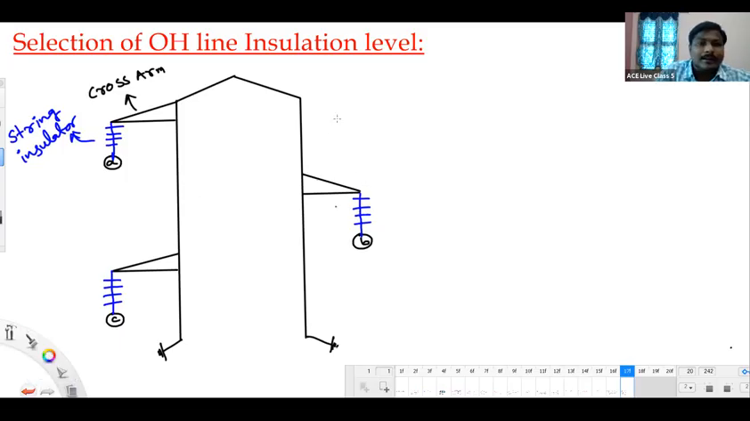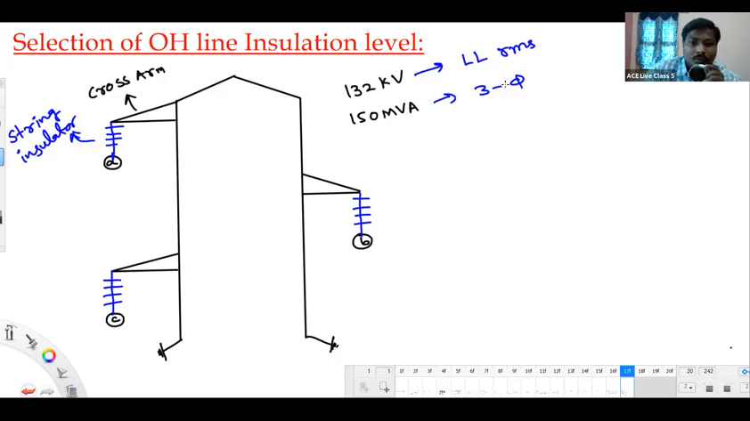This is a three-phase transmission line system having a voltage level of, let us say, 132 kV, and a power level of 150 MVA. Can you please tell me what this 132 kV means? It's the line-to-line RMS voltage rating of the line. And what do you mean by 150 MVA? It's the three-phase apparent power rating. All of you getting this?